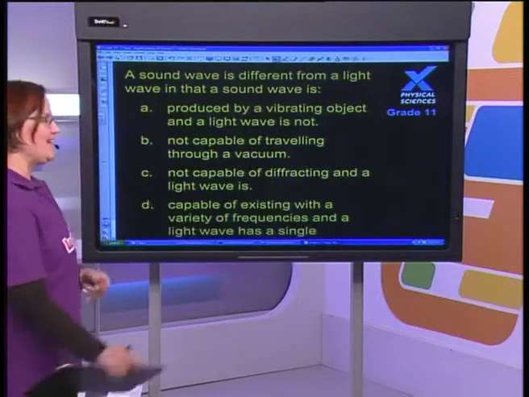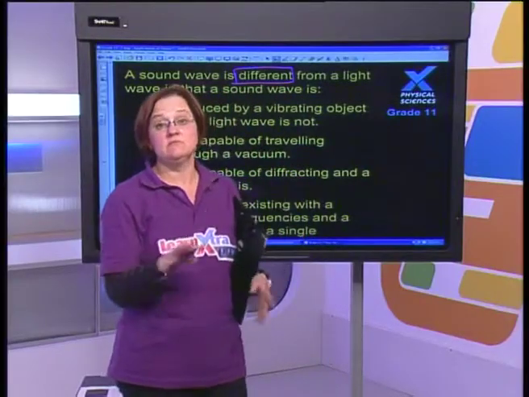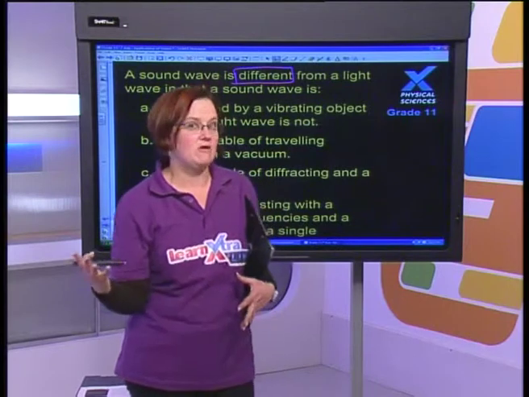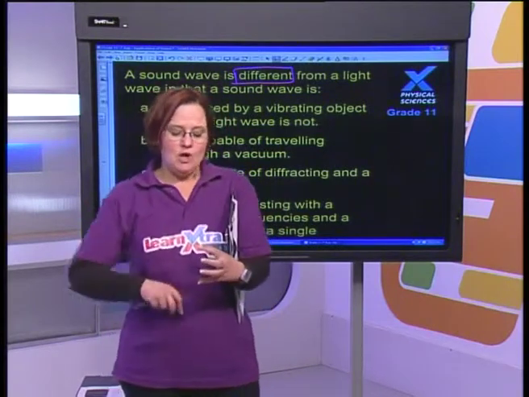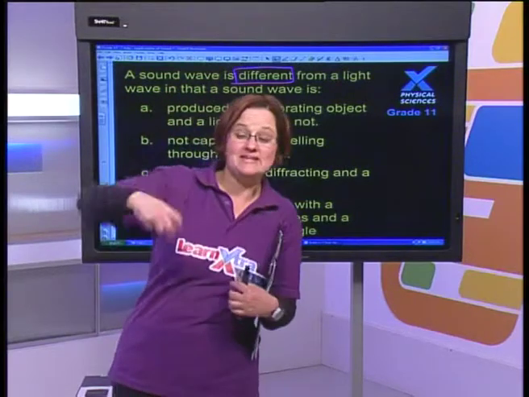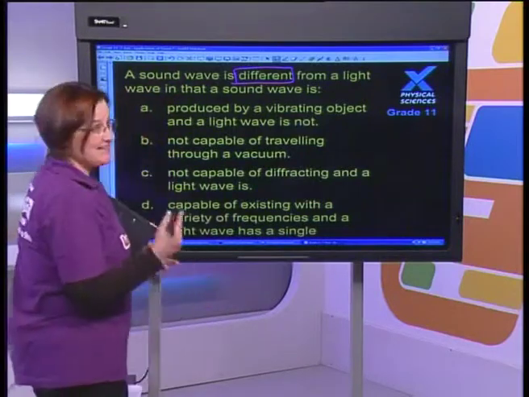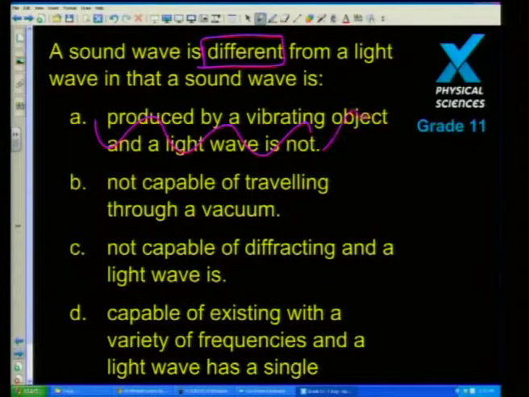A sound wave is different from a light wave in that a sound wave is, number 1, produced by a vibrating object and a light wave is not. That is not true. Light is produced in the sun, the most obvious place, to get right back to the basics. Inside the sun, we have an explosion happening. That explosion causes charged particles to vibrate. That vibration of the charged particles is what gives us light. So sound and light come from vibrating objects.